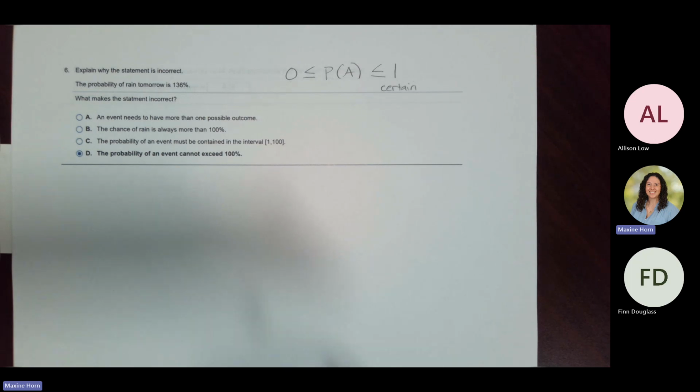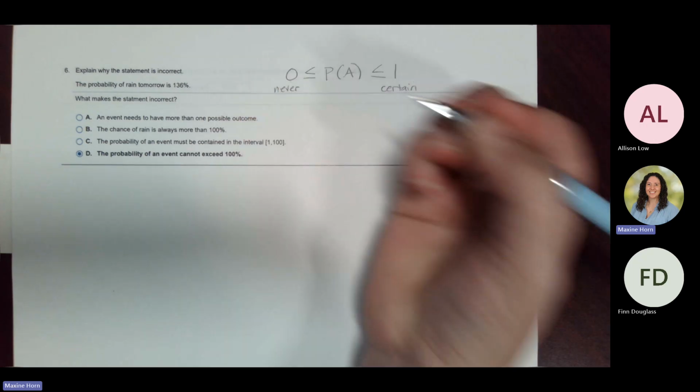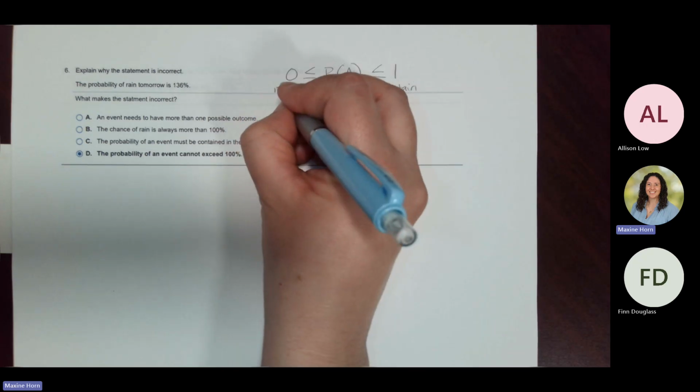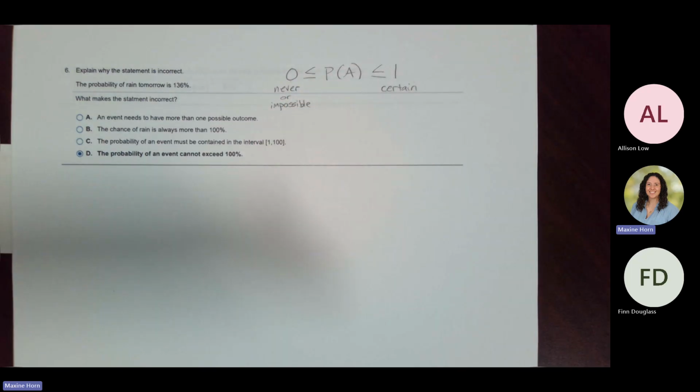Okay. And then down here at 0 is things that will never happen or things that are impossible. Okay, so like if I look out the window and I see that it's raining and I say the probability that it's not going to rain today would be 0 because it's already raining. It's impossible for it to not happen because it's already happening.